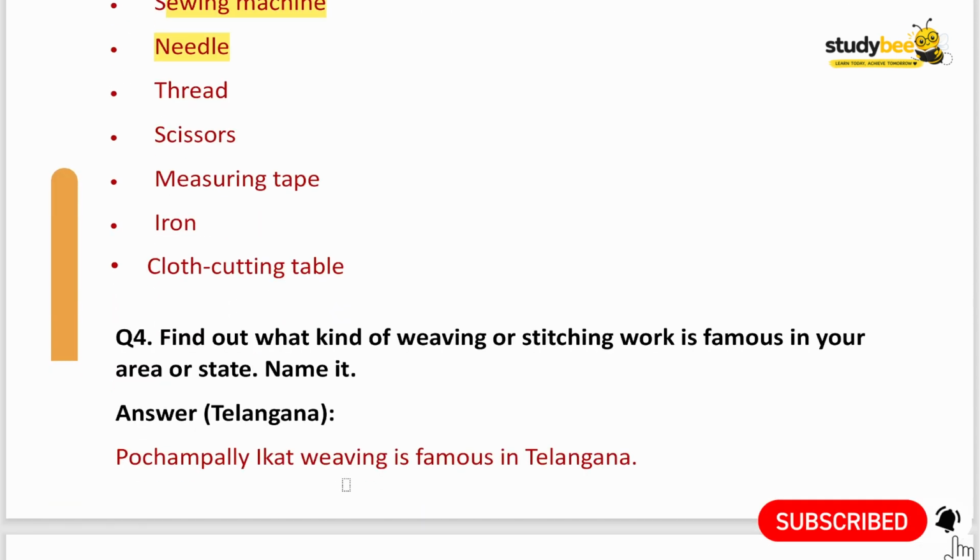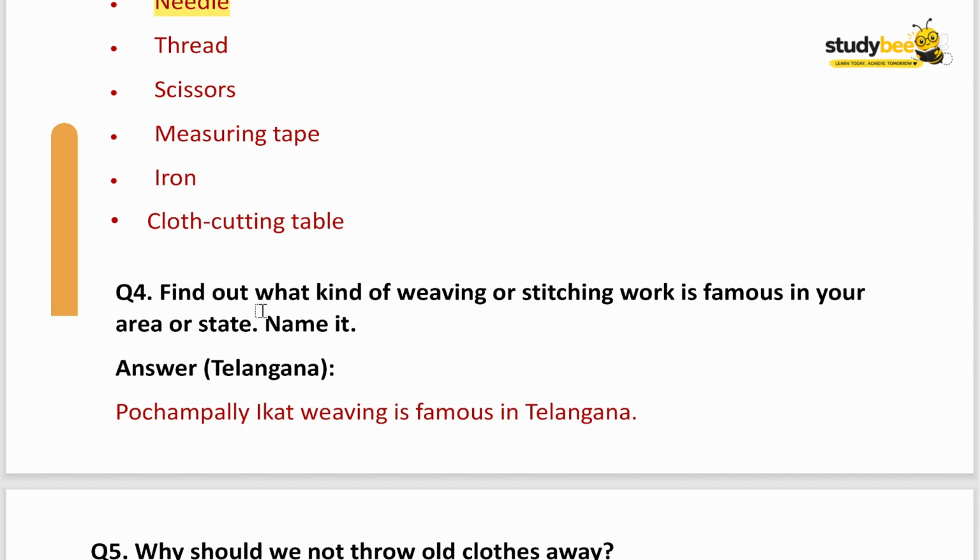Okay. Next. Find out what kind of weaving or stitching work is famous in your area or state. Name it. So आपके एरिया में, आपके स्टेट में कौन सा weaving या stitching technique famous है? You have to write that. So for example, in Telangana, the Pochampalli ikat weaving is famous in तेलंगाना. तेलंगाना में ये जो stitching technique है, this is a kind of embroidery. It is famous. Okay.